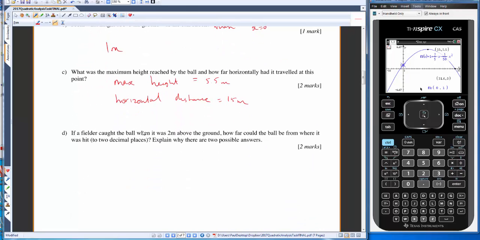If a fielder caught the ball when it was 2 meters above the ground, how far could the ball be from where it was hit, to 2 decimal places?